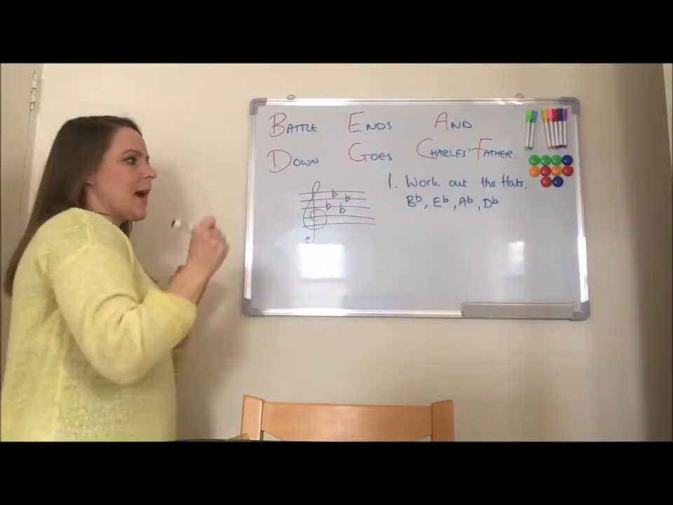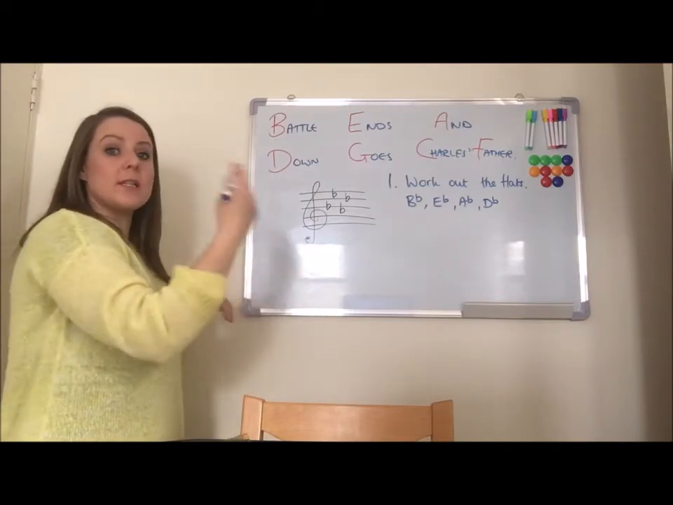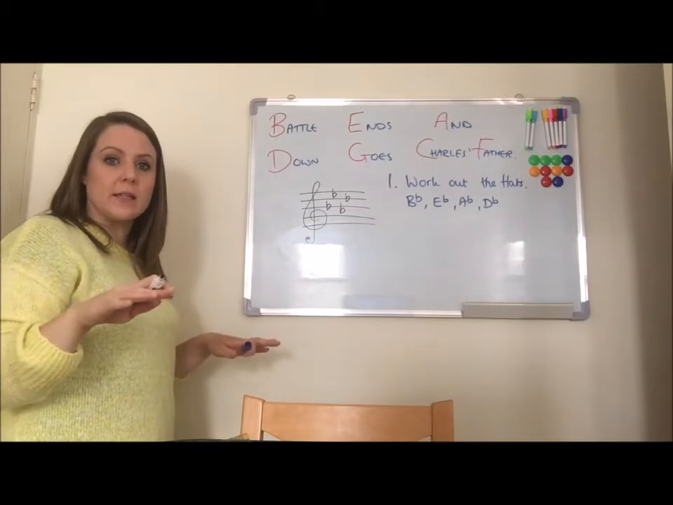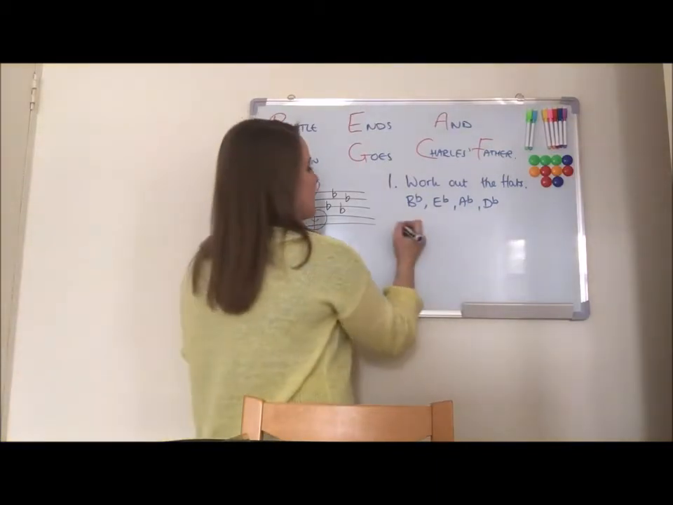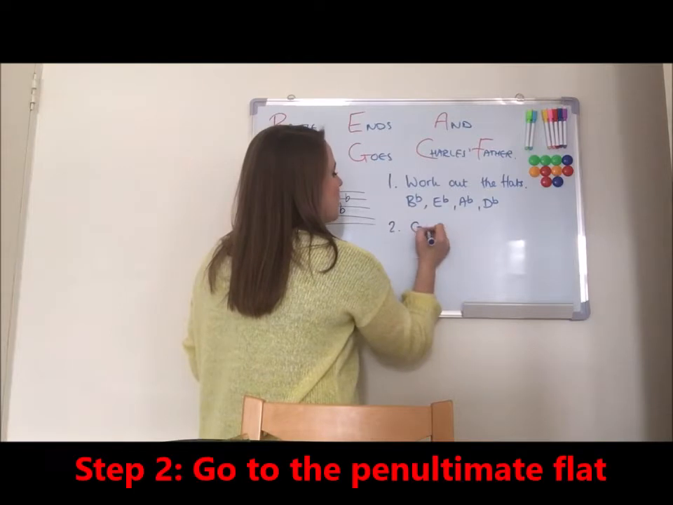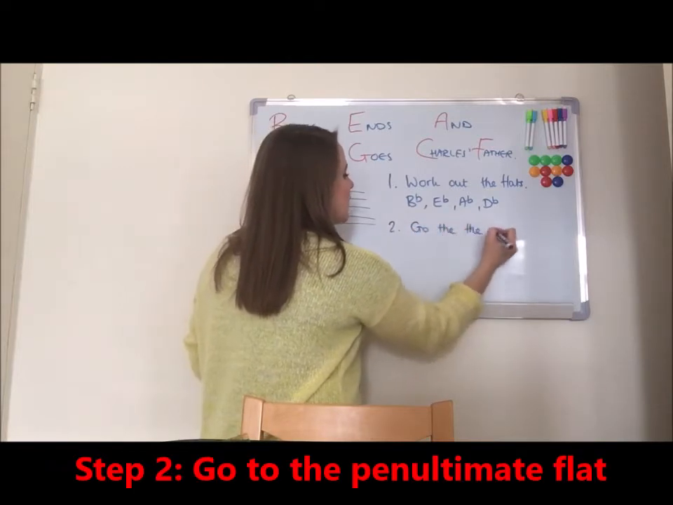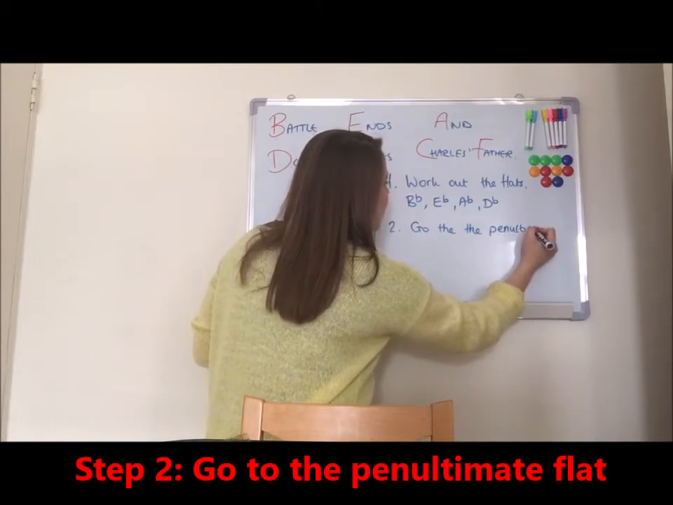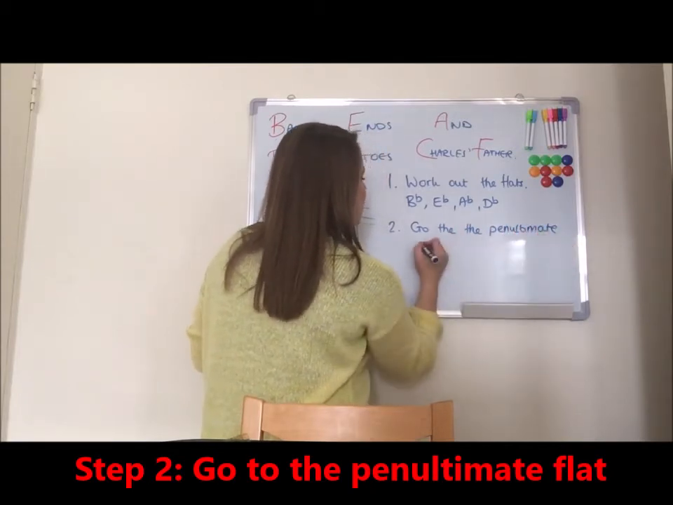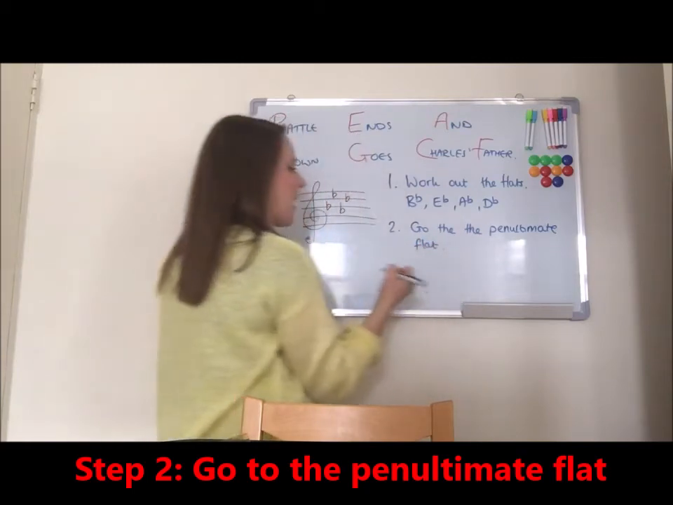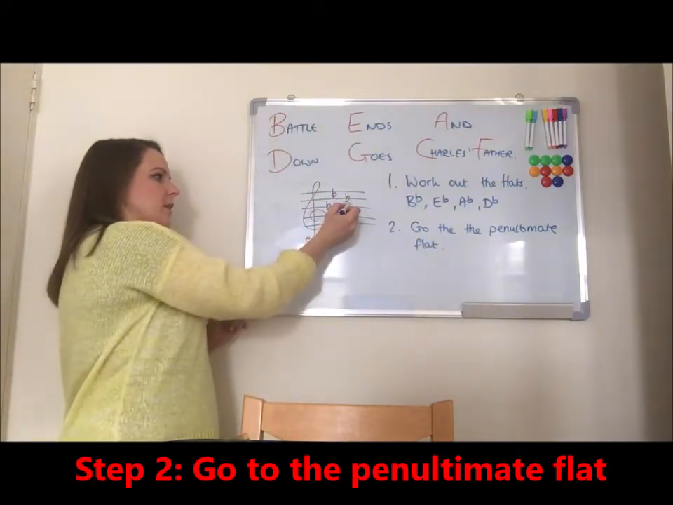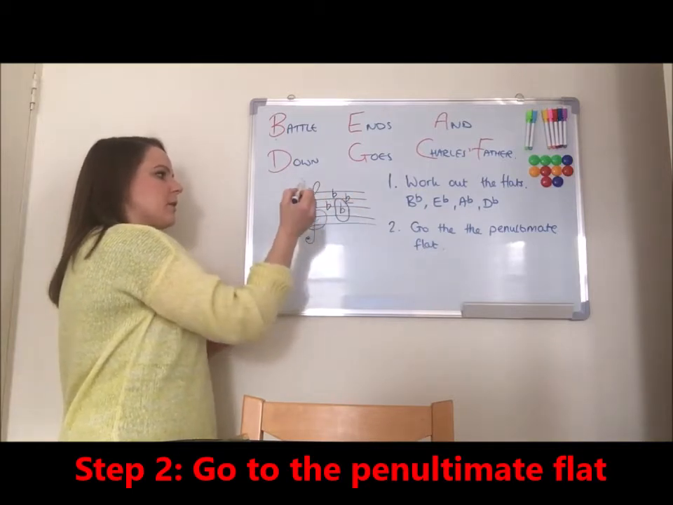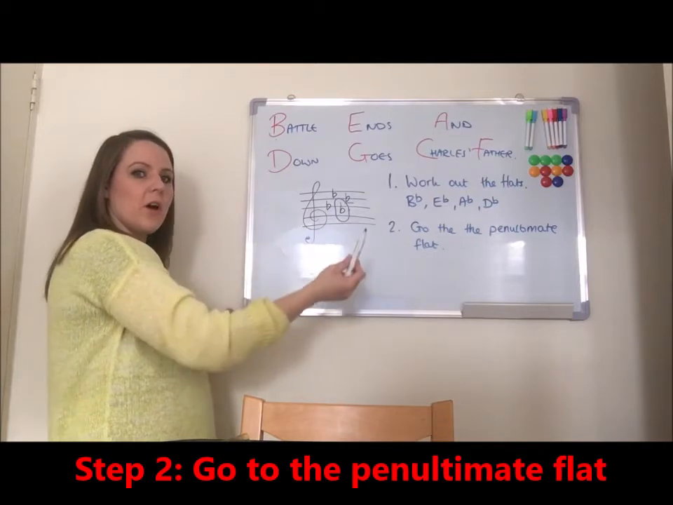Okay? Now, before, we went to the last sharp and then counted up one semitone. That's not what you do for flats. What you do for flats is you go to the penultimate flat. Now, penultimate means not the last, but the second to last. So the last flat would be this one, but we don't want that one. We want the second to last. So that's this one. So if there's four flats, I'm going to the third.